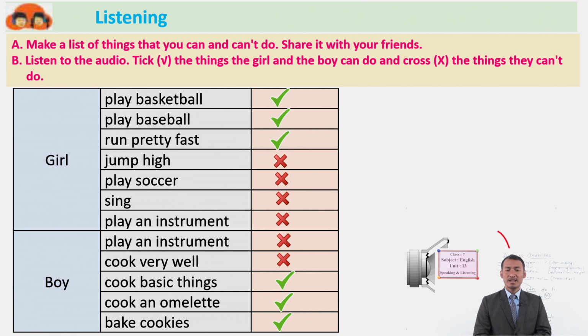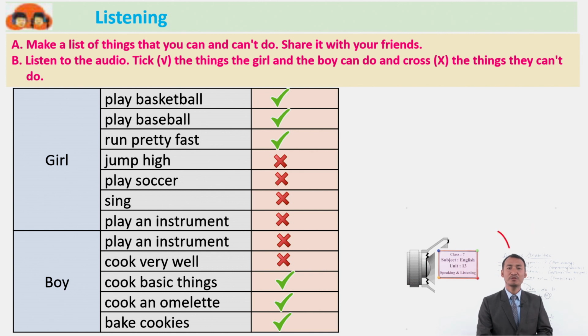Okay, dear students, we have completed the tasks. I hope you have these answers, right? So the girl can play basketball, play baseball, and run pretty fast, but she cannot jump high, play soccer, sing, or play an instrument. And the boy also cannot play the instrument, and he cannot cook very well, and he can do basic cooking things like he can cook an omelette and bake cookies. Okay, these are the answers. I hope you have completed it clearly and nicely.